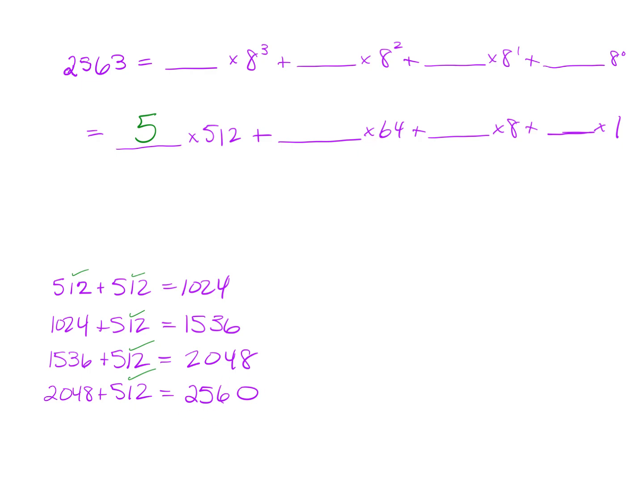Can I add any 64s without going over? No. Can I add any 8s to 2,560 without going over 2,563? No. Okay, all I have to add is 3 more 1s. To get from 2,560 to 2,563, I need to add 3 1s. So I put the 3 there. And so my final answer is 5,003.